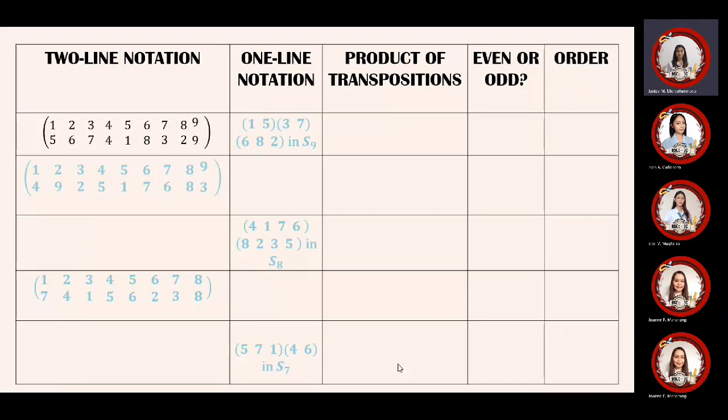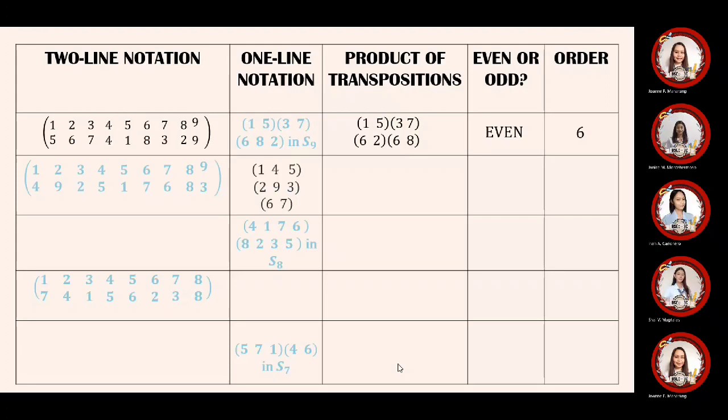So we have a product of transpositions: (1 5), (3 7), (6 2), and (6 8). Since we have four transpositions, our answer is even. And the order of this is 6 because we have cycles of length 2 and 3, and the LCM of 2 and 3 is 6.